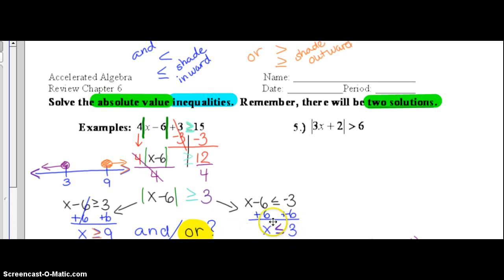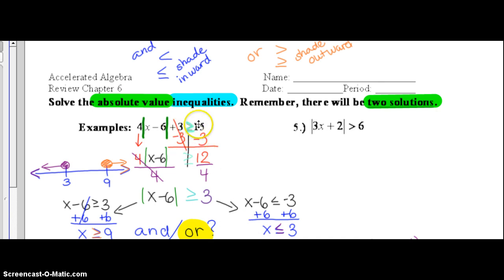If I follow the inequality signs, notice this x less than or equal to 3 is a closed circle shaded to the left, left for less than. This inequality, x greater than or equal to 9, closed circle at 9, greater than goes to the right. They're shading outward. So x is greater than or equal to 9, or it's less than or equal to 3.